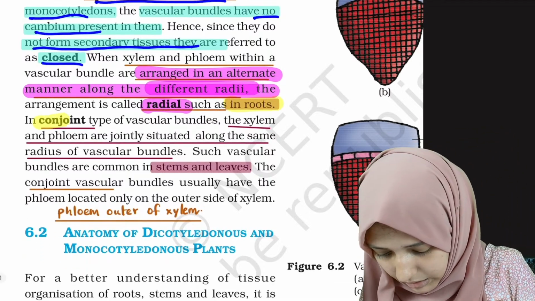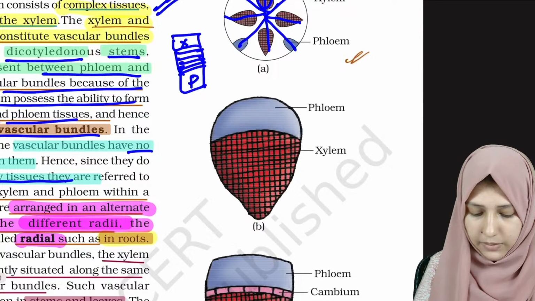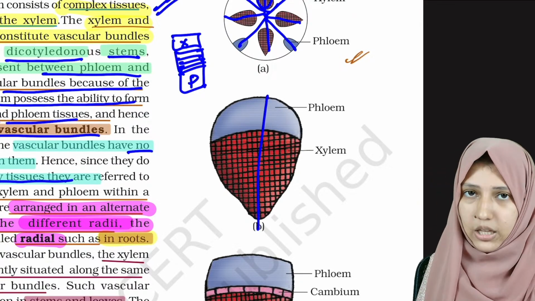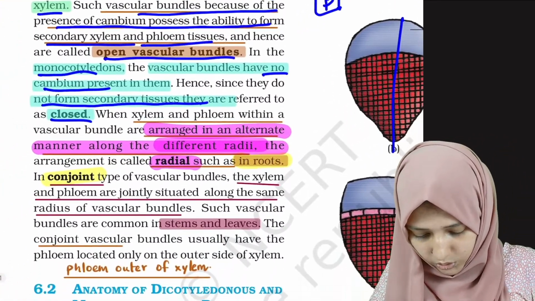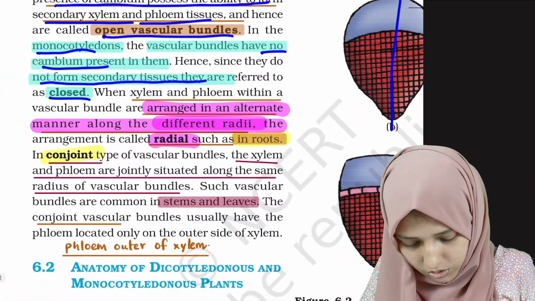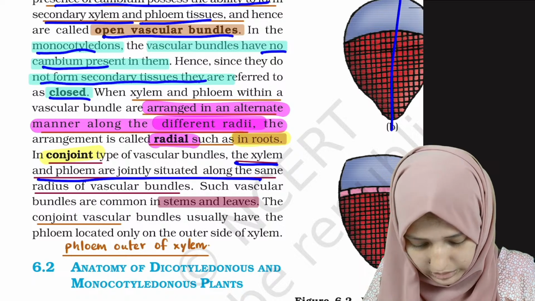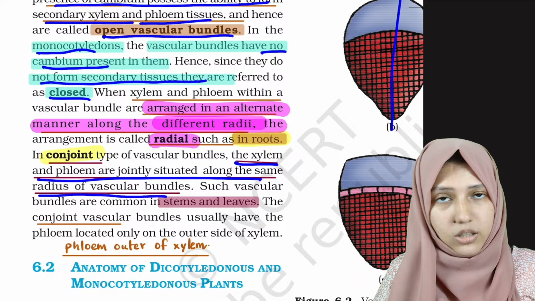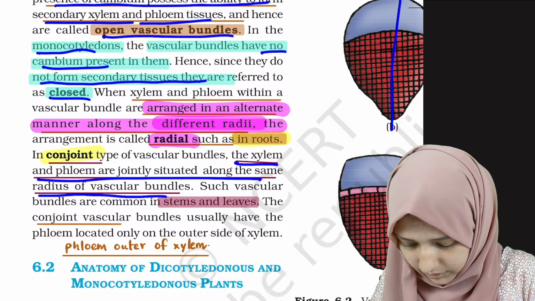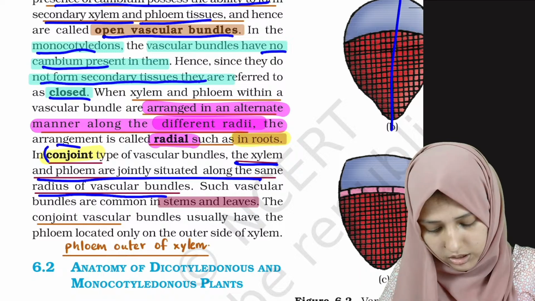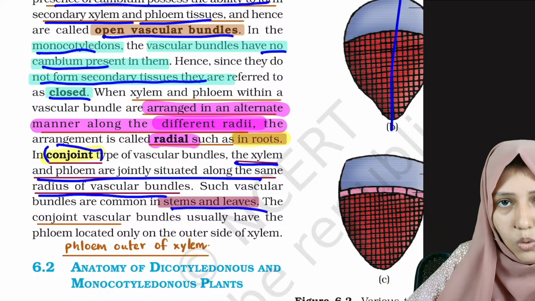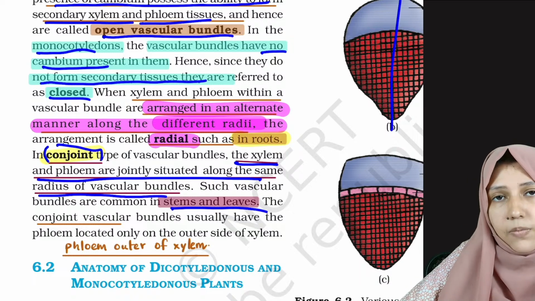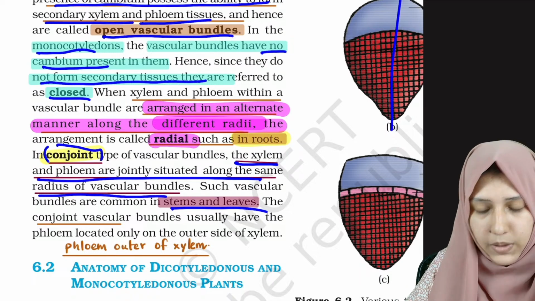And if they are conjoined, what do you mean by conjoined? This is conjoined, means they are on the same radius but one after another. They are joined together. The xylem and phloem are jointly situated along the same radius of the vascular bundle, then they are known as conjoined arrangement, and this is seen in stems and leaves. So in roots it's always radial arrangement, and in stems and leaves it's always conjoined arrangement.